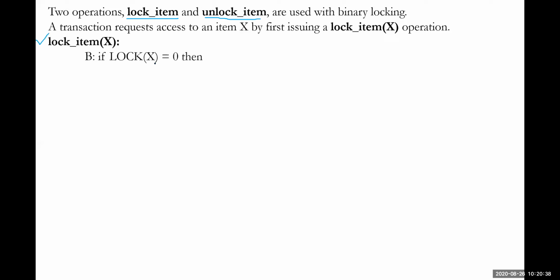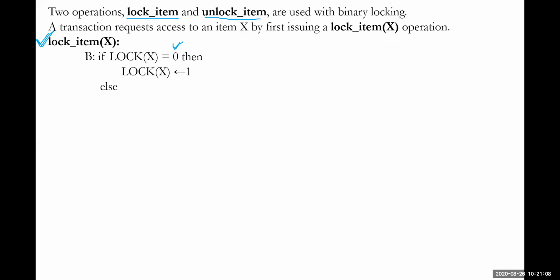If lock of X, status of X is equal to 0, then what exactly are you supposed to do? That status must be changed from 0 to 1. And then, if the status of X is changed from 0 to 1, obviously that item is being endorsed. Which transaction operated this particular operation first?